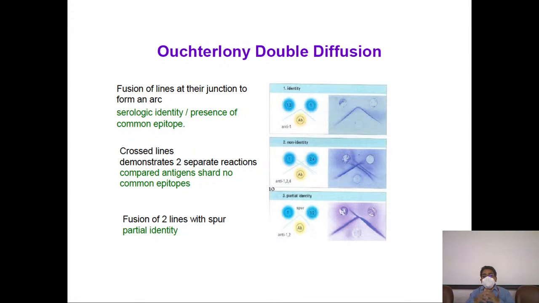So they will form cross lines, there will be no fusion like this, and when they compare antigens, they share no common epitopes. So that is the thing which is coming out. Another thing is the fusion of two lines with spur.